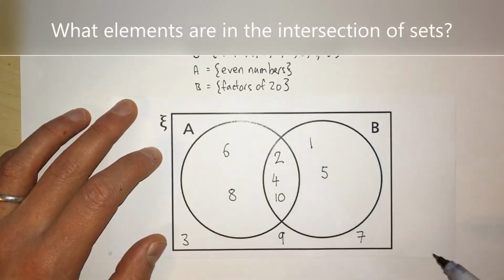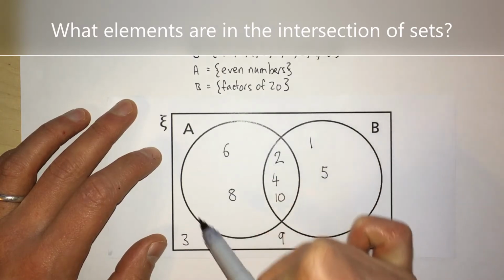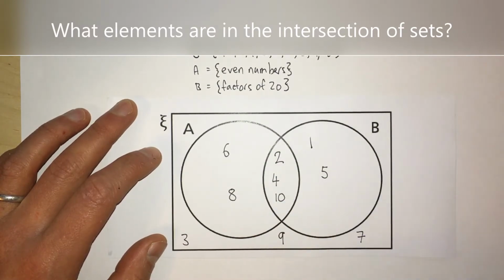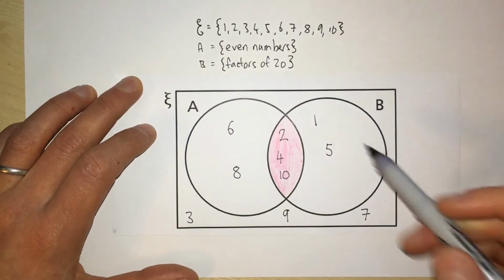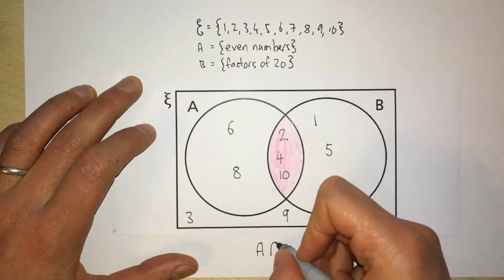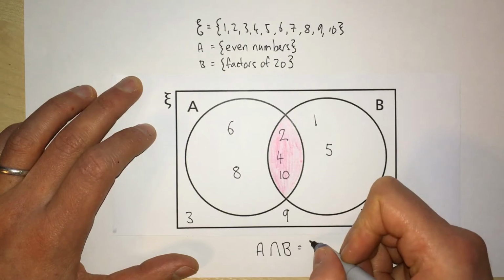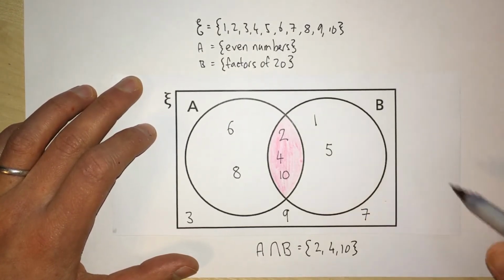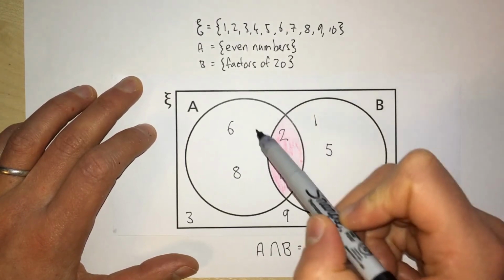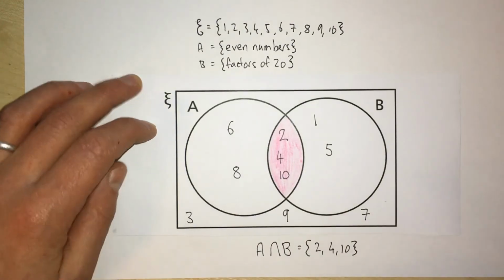Here's our completed Venn diagram, and we're interested in what's the intersection. What elements are in the intersection of sets? Let's colour that in. Now we can see from the diagram that A ∩ B, which is the intersection of the two sets, has the elements 2, 4 and 10. That means that 2, 4 and 10 are in both sets. They're even and they're factors of 20.